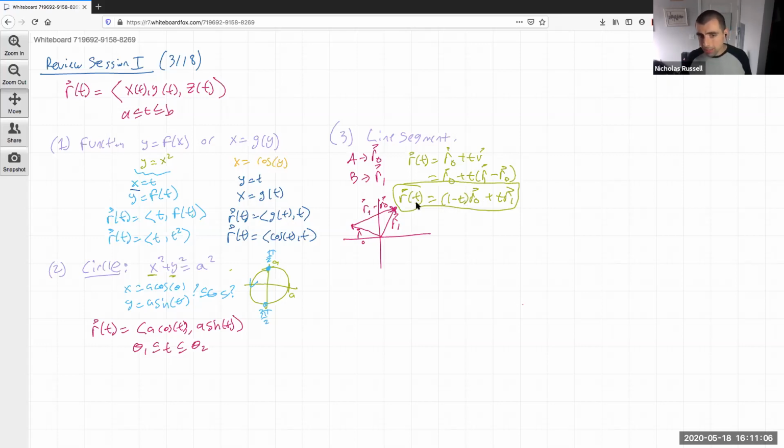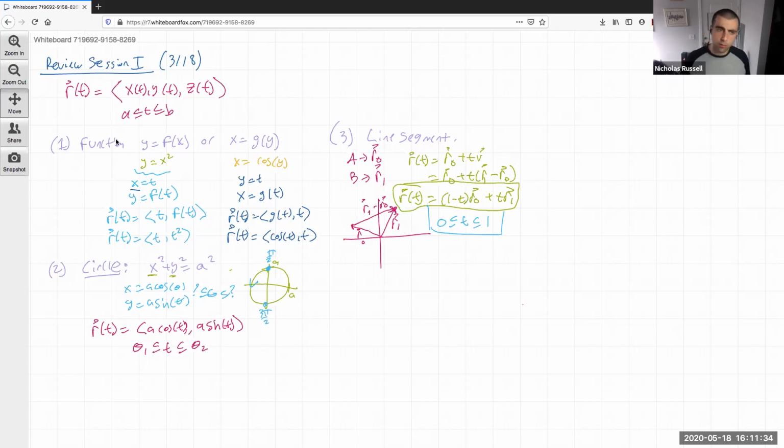If I plug in t equal to 0, I'm going to get 1 minus 0 here, and I'm going to get 0 here. So it's actually just going to be R0. So I start at 0. And if I plug in t equal to 1, this entire term goes away, and I'm left over with just R1. So this is my parameter domain for this. Always for a line segment, if you use this formula, you'll always go from 0 to 1.